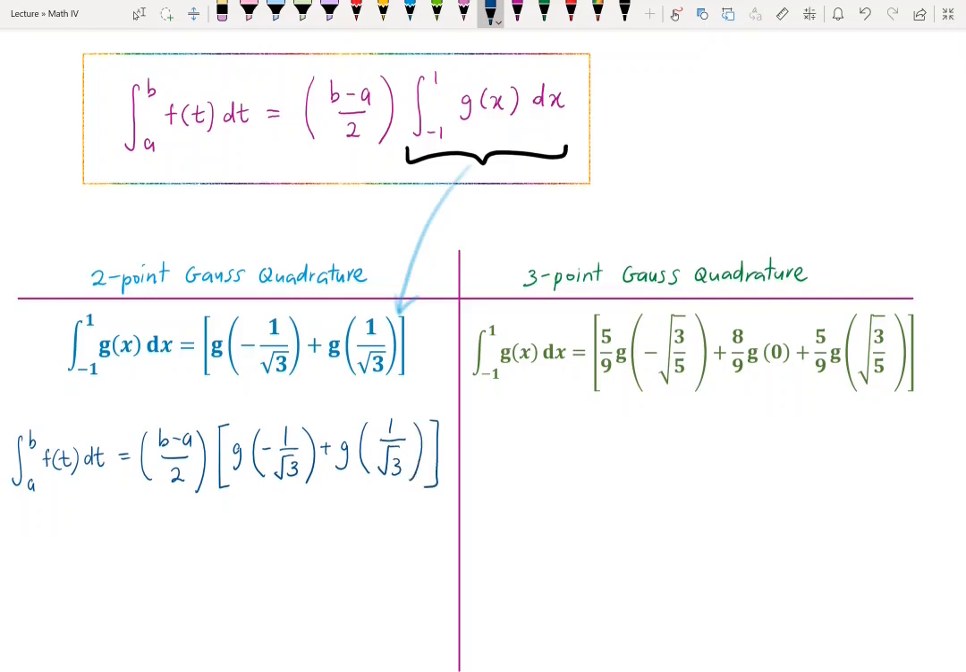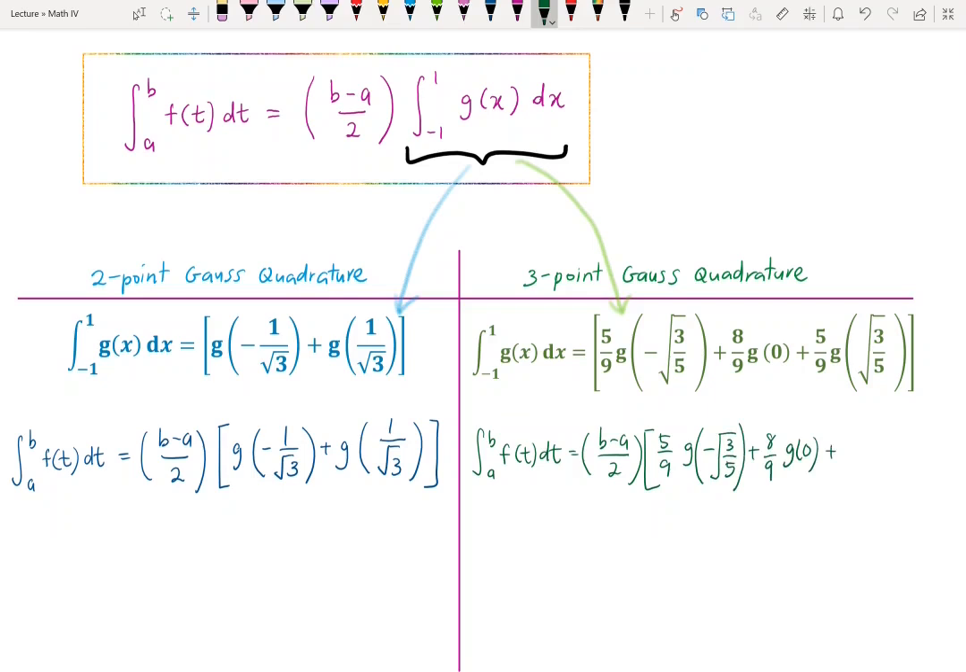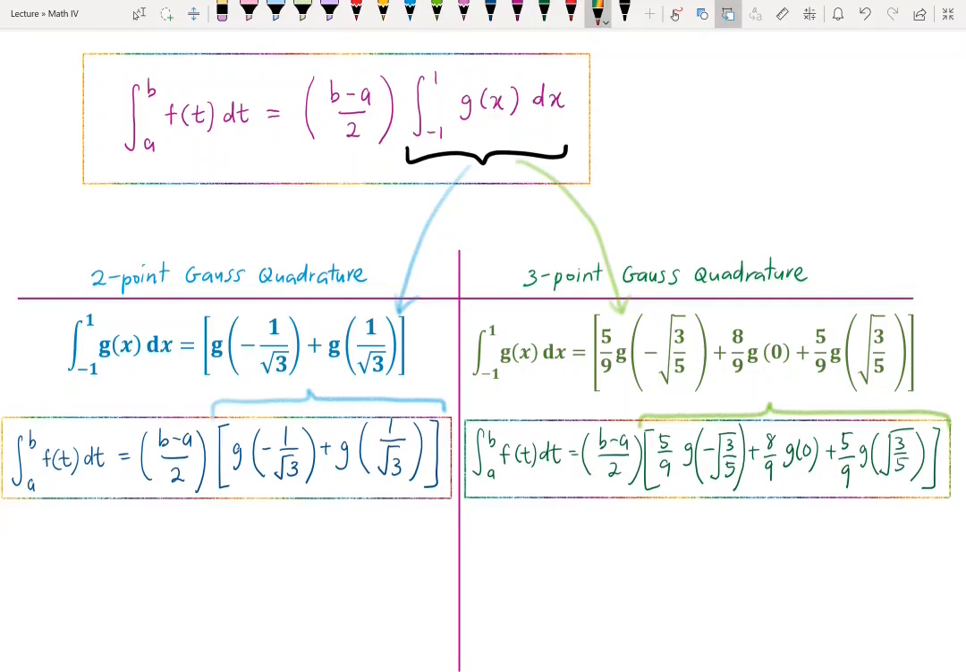for the 2-point Gauss quadrature, and for the 3-point Gauss quadrature, we substitute this one into this formula. So the approximation becomes like this. So these are the two formulas that can be used to do the approximation using the Gauss quadrature method. Let's see an example of the application of this method to do the approximation.